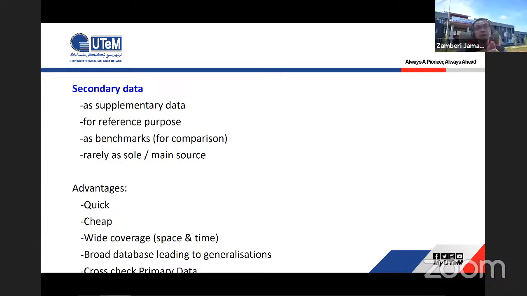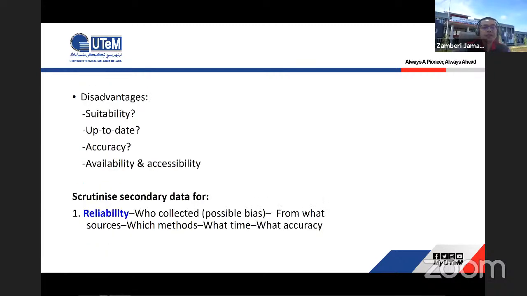It has a prolonged period of time. It could be collected for maybe a period of 10 years, 5 years, across space and times, a broad database leading to generalization. But always cross-check your secondary data with your primary data, especially if you work on a PhD, or as a researcher going forward in your research work as a lecturer, professor, and so forth. Disadvantages, of course: you must be very sure whether the data is suitable or not for your work.